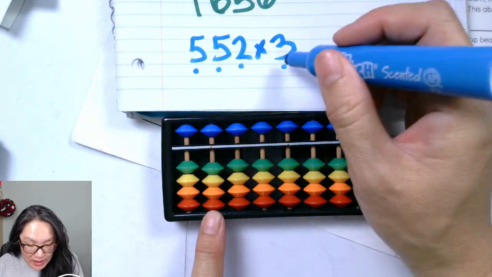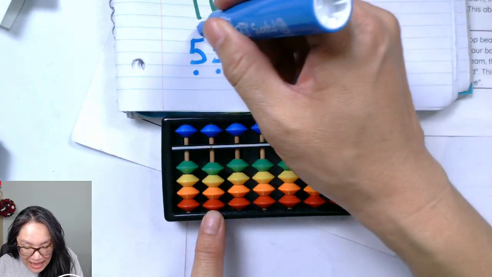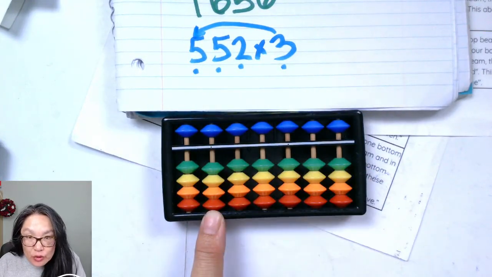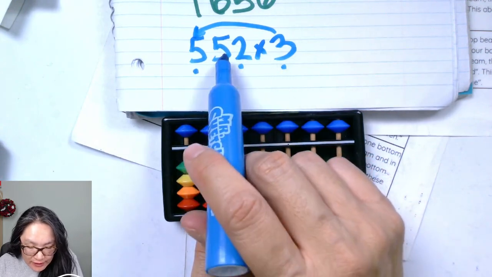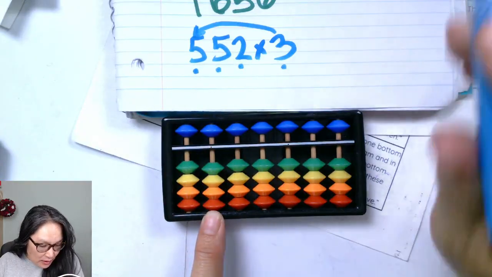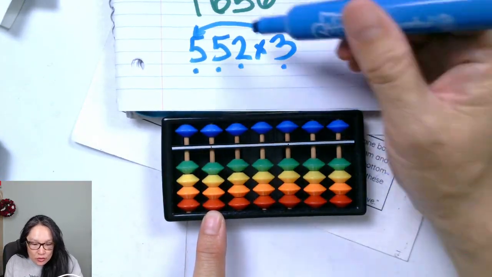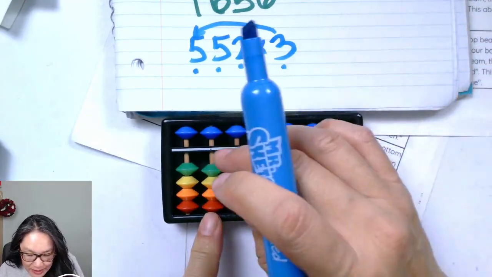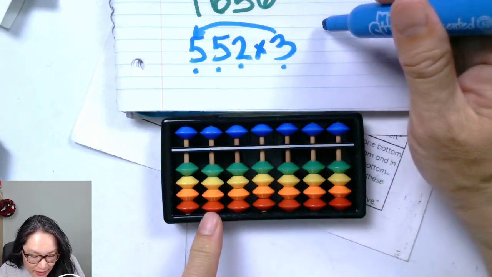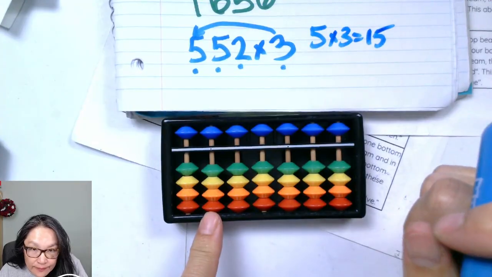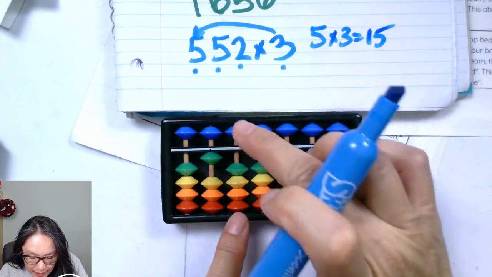So what's going to happen is I always go from left to right. We say 552. We don't say 250, 500, right? We say 552. I know in old math you do the ones first, but we're not going to do that. We're going to do the Abacus way. The Abacus way is 3 times 5. 3 times 5 is equal to 15. I add 1, I add 5.